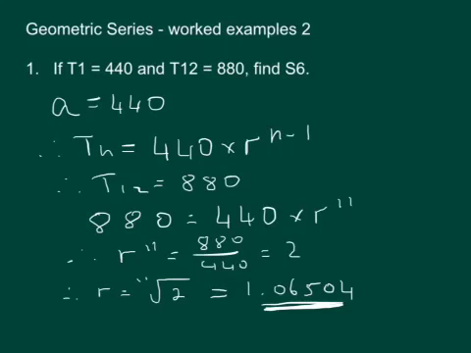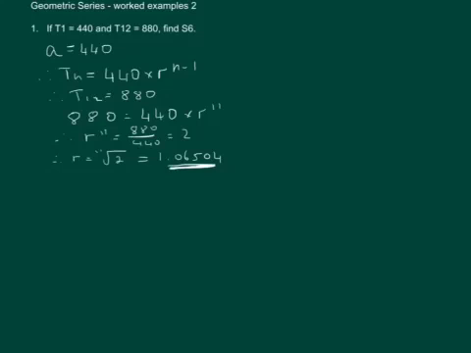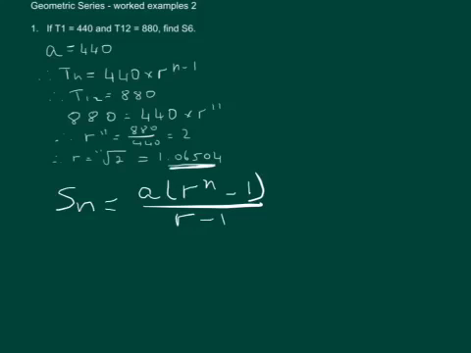Okay, now our job here is to find the sum of the first 6 terms. The sum of the first 6 terms. So let's get rid of that for the moment a bit and go about that. Okay, so now r is above 1, isn't it? It's more than 1. So we're going to use this form of the formula. Sn is equal to a(r to the n minus 1) over r minus 1.